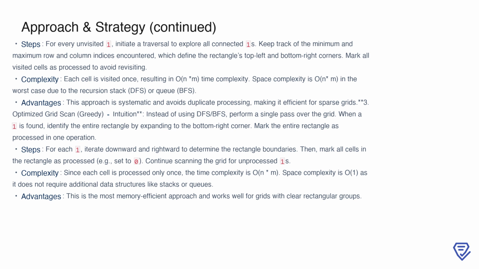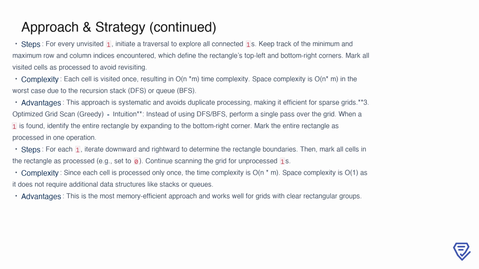These indices define the boundaries of the rectangle. As the traversal progresses, we mark all visited cells as processed to avoid revisiting them. This ensures that each cell is processed only once, resulting in a time complexity of O(n*m). The space complexity is O(n*m) in the worst case because of the recursion stack in DFS or the queue in BFS. This approach is efficient, especially for sparse grids, as it avoids duplicate processing.